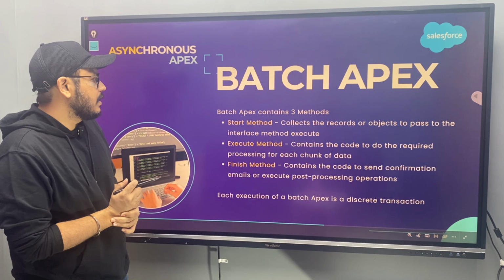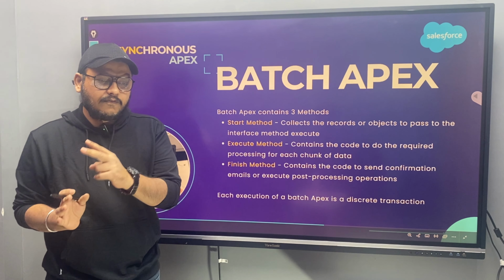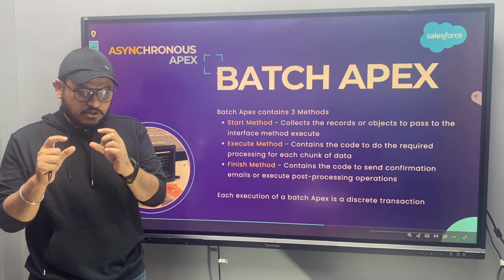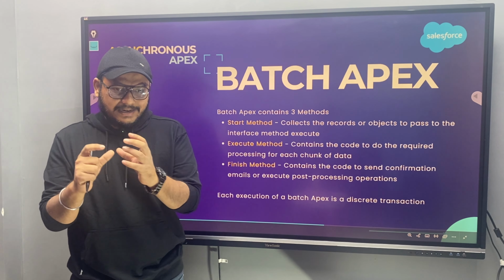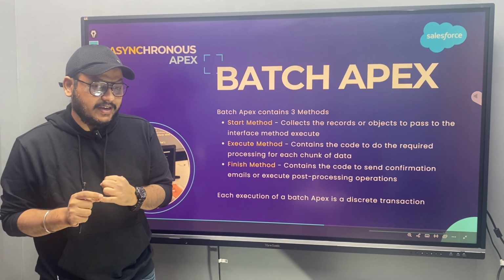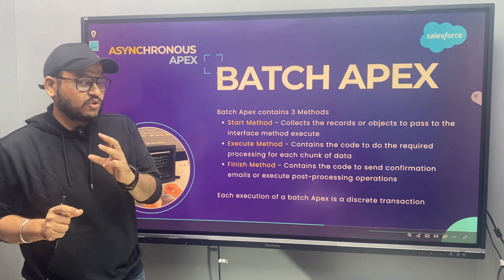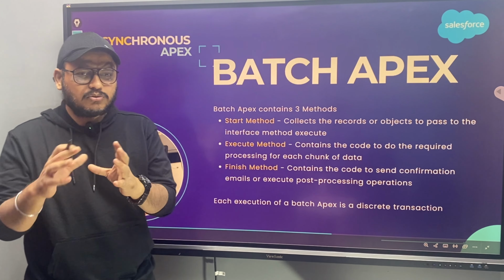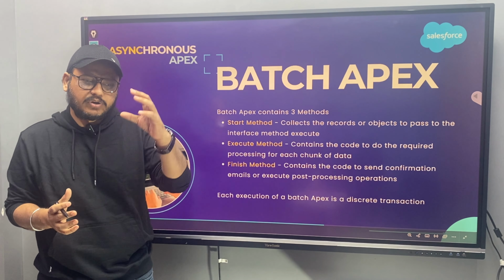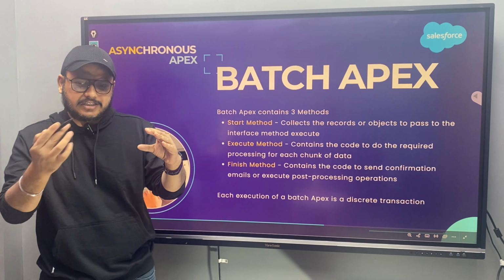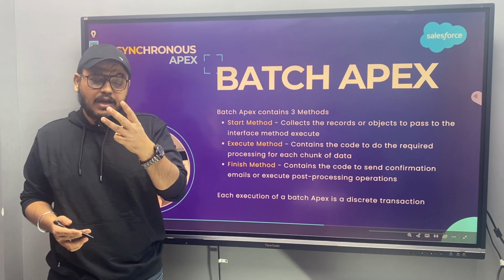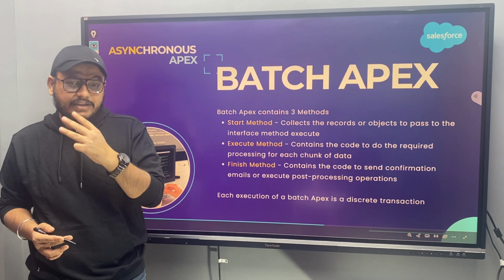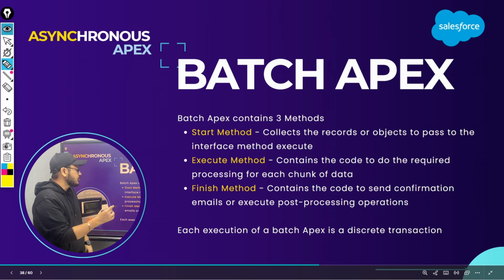Now quickly let's understand what the methods are. If we talk about other asynchronous Apex like queueable and schedulable, in those classes you used to define one method, which was the execute method. However, in case of batch Apex, you will have 3 methods inside the batch Apex. When you define a class, the overall structure is pretty similar. You will define a class and implement the Database.Batchable interface in it. However, instead of one execute method, in batch Apex we will have 3 methods defined. The first method is the start method.